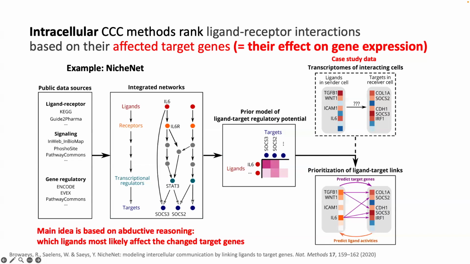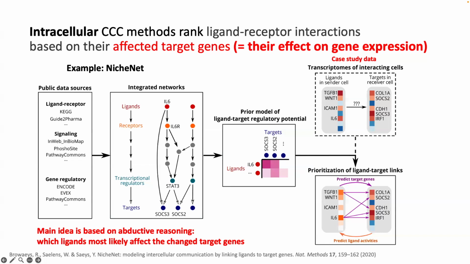And what we're going to apply to this model is what is called abductive reasoning. Abductive reasoning is trying to suggest a cause for an observed effect, right? So the observed effect is typically some changes in your target genes due to the cell-cell communication. And what we're going to suggest is a cause, a ligand and some receptor interaction that might have caused a change in these downstream genes, right? So that's the reasoning behind NicheNet here.